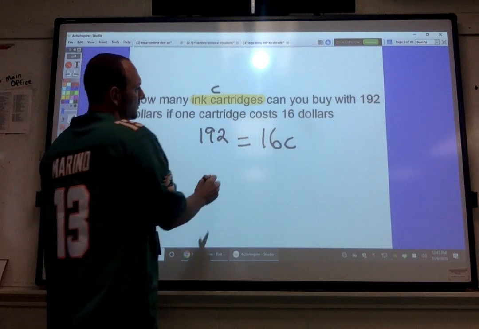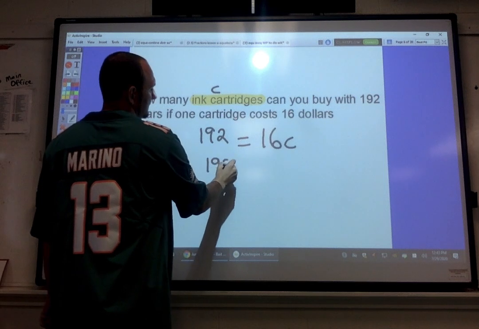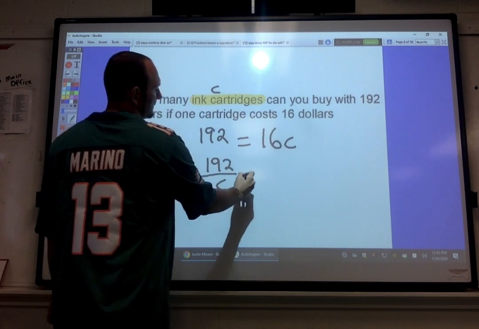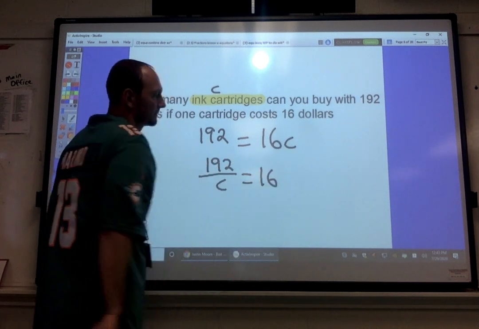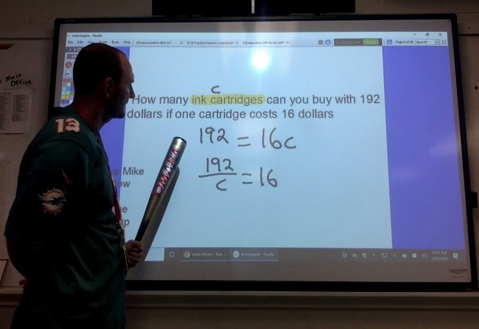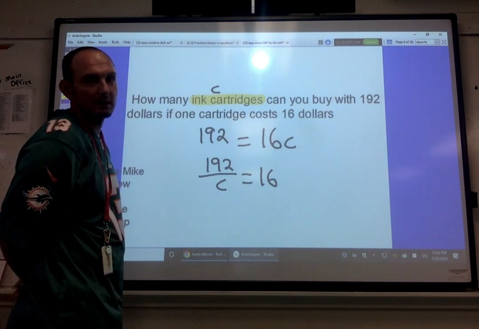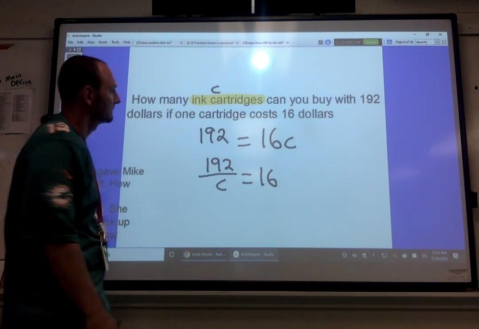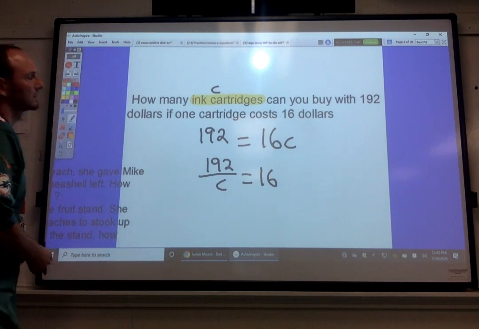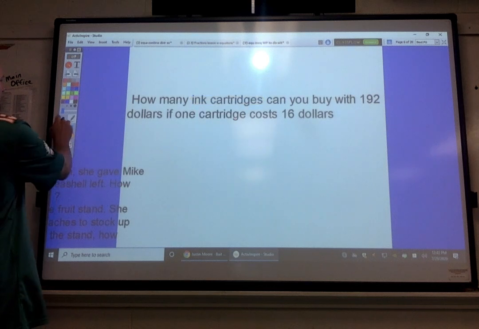Well, what if I write it this way? Should this also be true? Yeah. Total amount of money I have divided by the number of ink cartridges should equal 16 if we can buy a whole number amount, which we can. So there's one example. These get a little tricky.